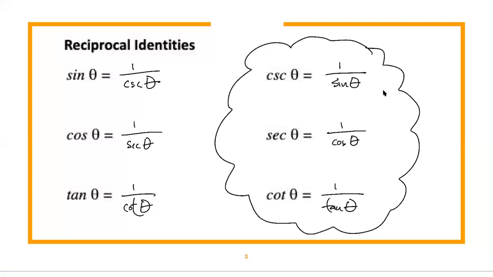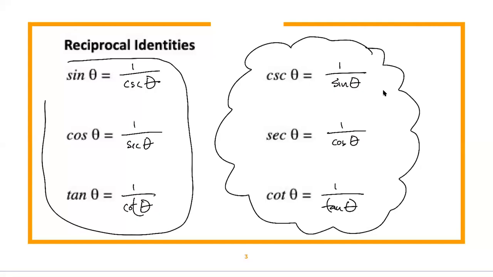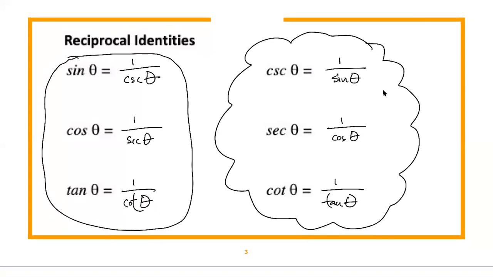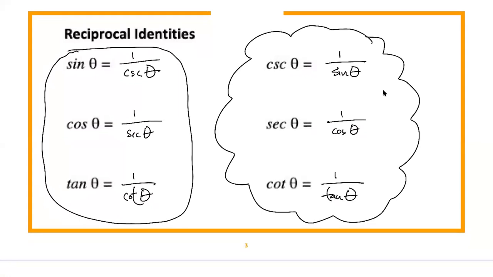That doesn't mean that you never use the other ones, okay? But I think in thinking about math as a whole, we tend to use the ones on the right a little bit more than on the left, but I would say they're both equally important. Okay? So those are our reciprocal identities.